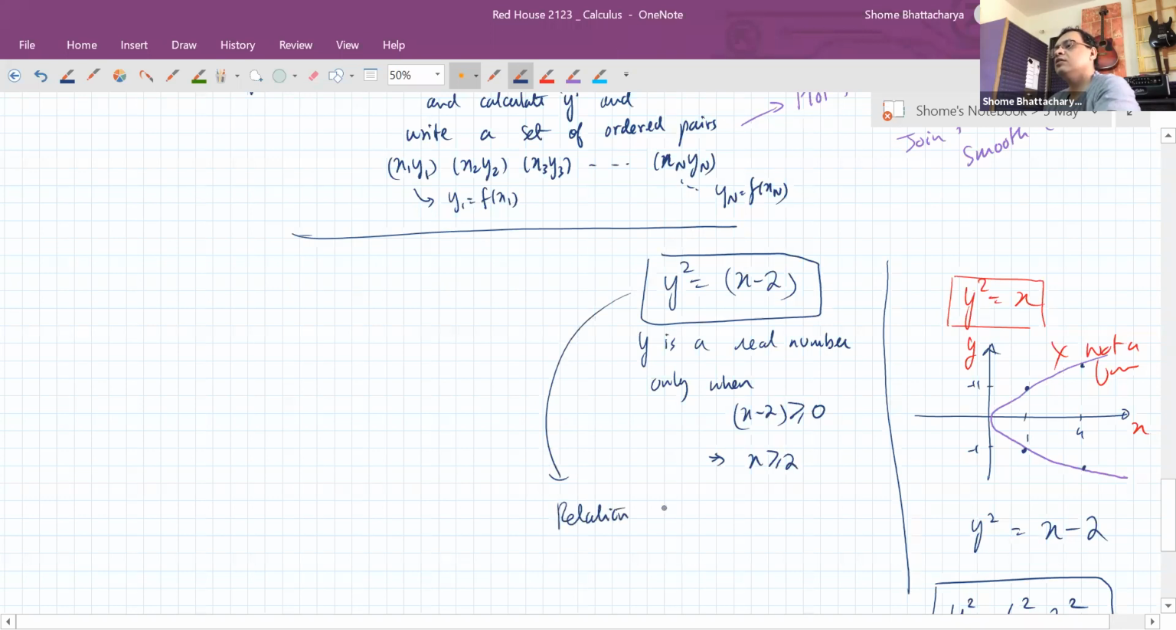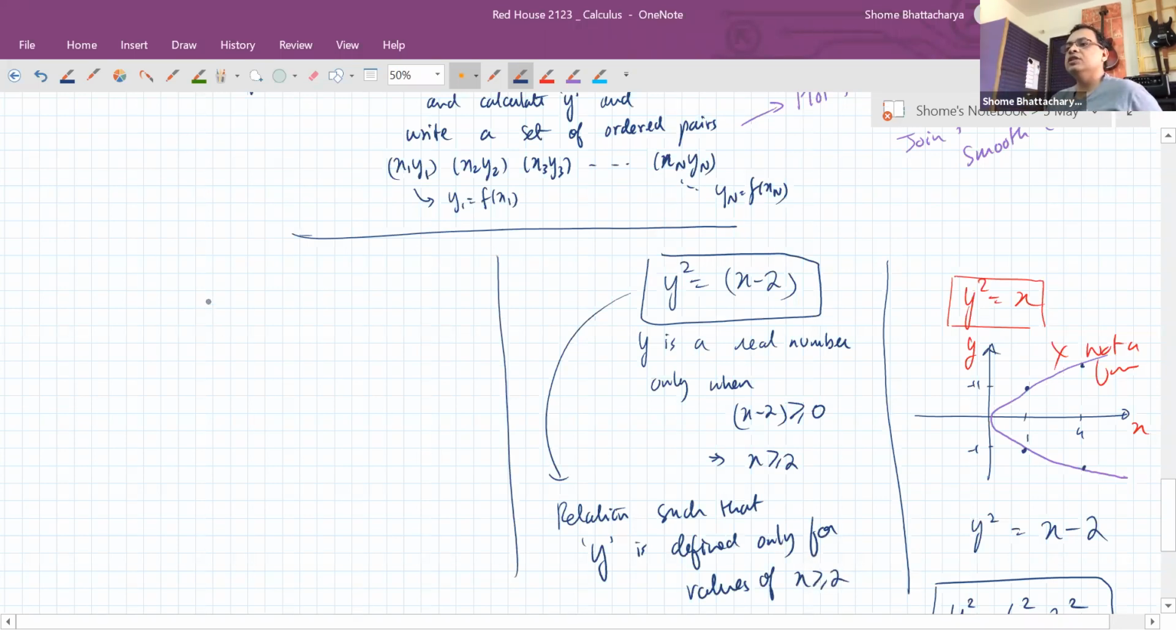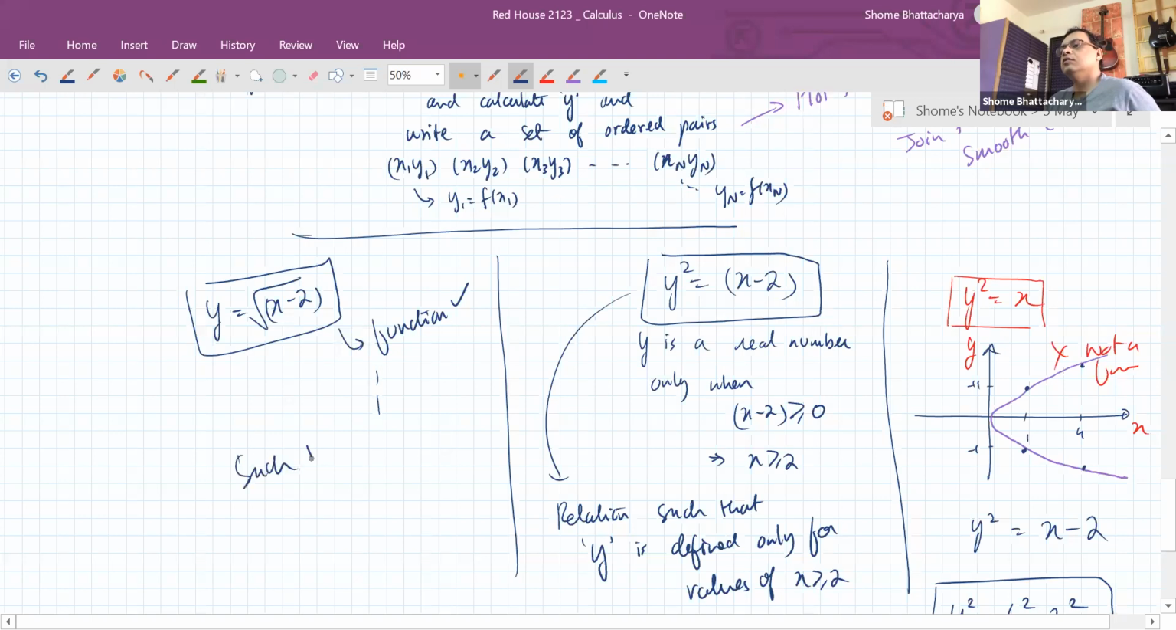This is a relation only, such that y is defined only for values of x greater than or equal to 2. But if I wrote it like this, that y is equal to square root of x minus 2, now this is actually a function. Again, this function is such that y has real values only for x greater than or equal to 2.